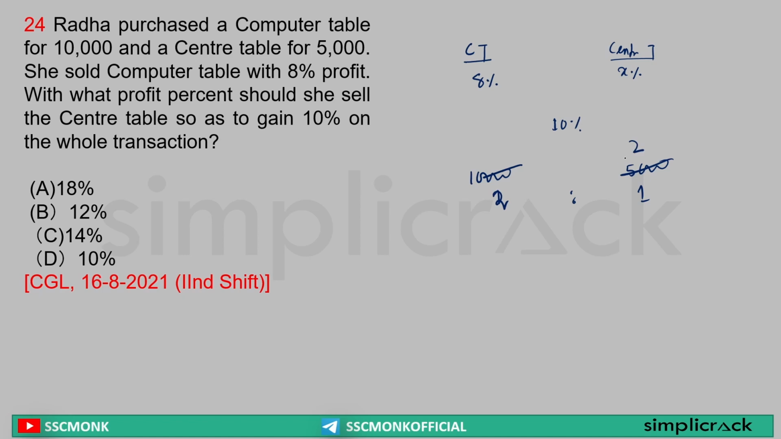Sir, 10 minus 8 is 2, and this will be x minus 10. So I can write (x minus 10) by 2 is equal to 2 by 1. So x minus 10 is equal to 4, or the value of x is equal to 14. So what is the answer over here? It is 14. So the center table is sold at 14% profit. This is a classic allegation method question.